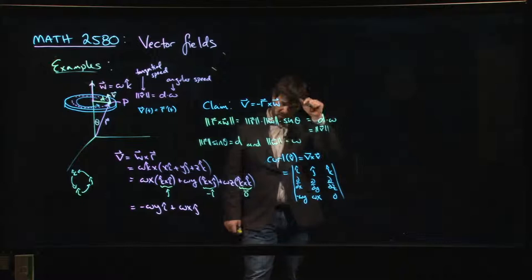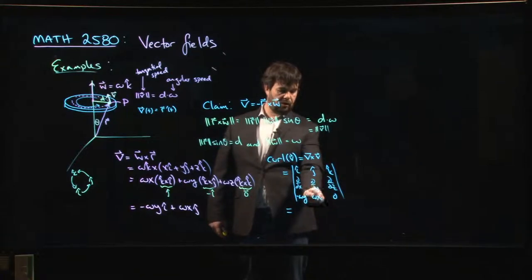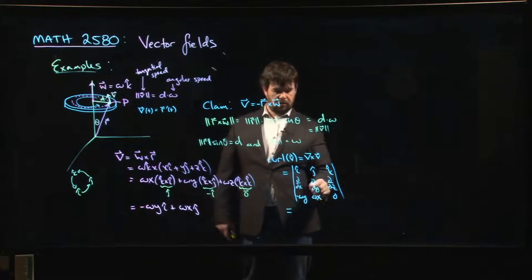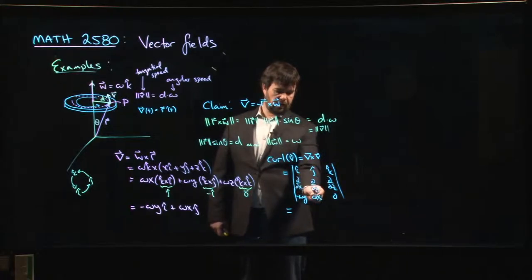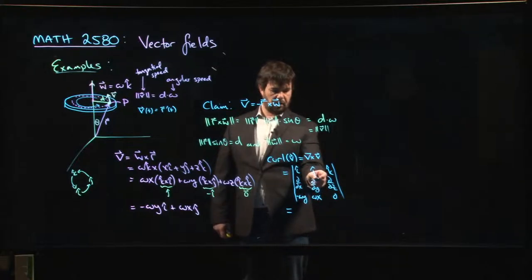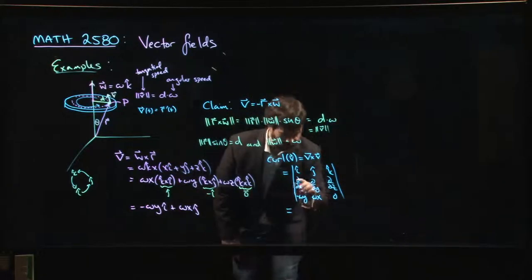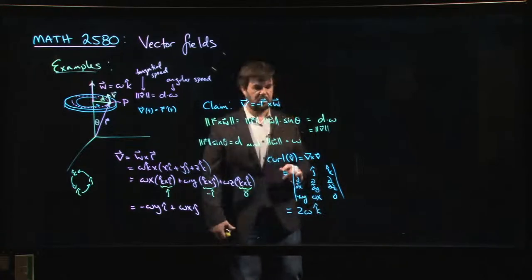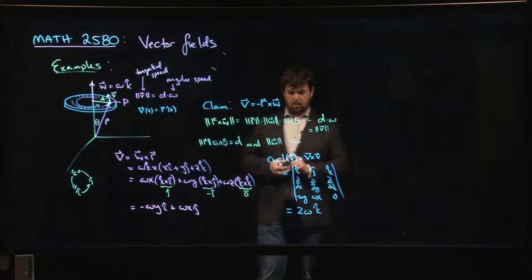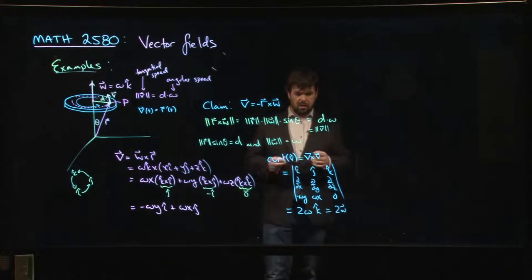So if we carry out that cross product, what do we get? Well, for the i component, that's definitely zero, because this doesn't depend on z. For j, zero. So the only thing that's left is the k component. And what do I get for the k component? I get d/dx of omega x, I get omega. And then I get minus d/dy of minus omega y, I get minus minus omega, so I get omega. Omega plus omega, I get 2 times omega times k, which is 2 times w.